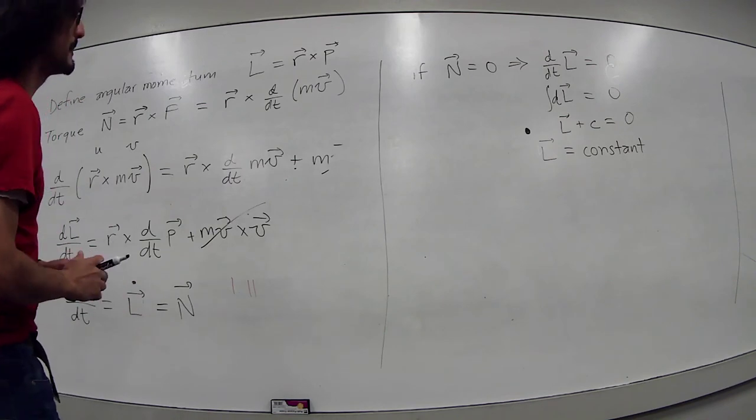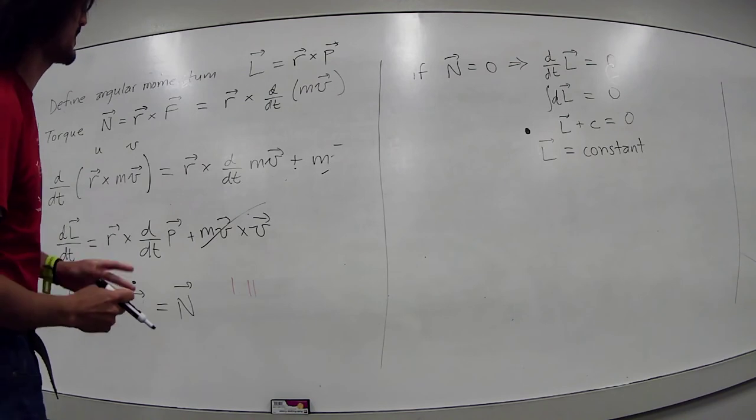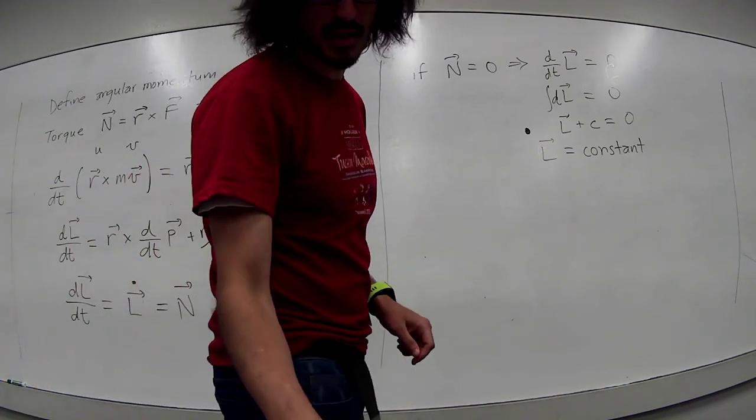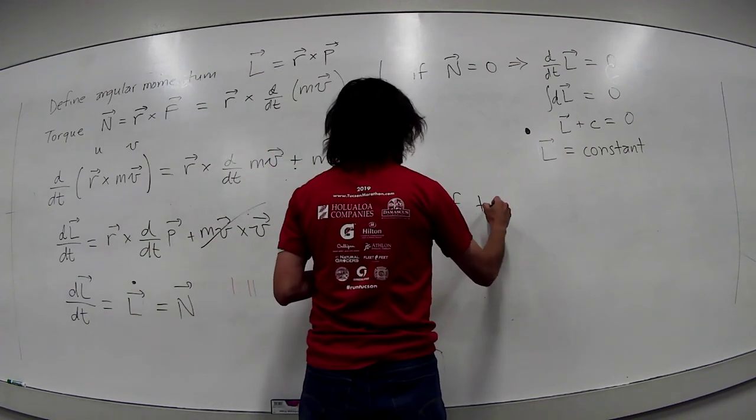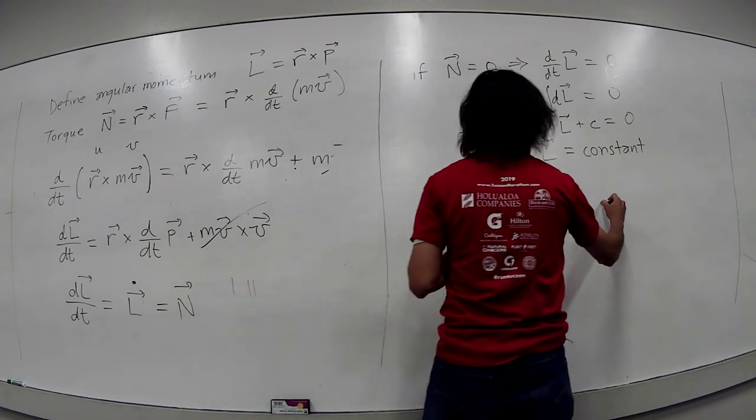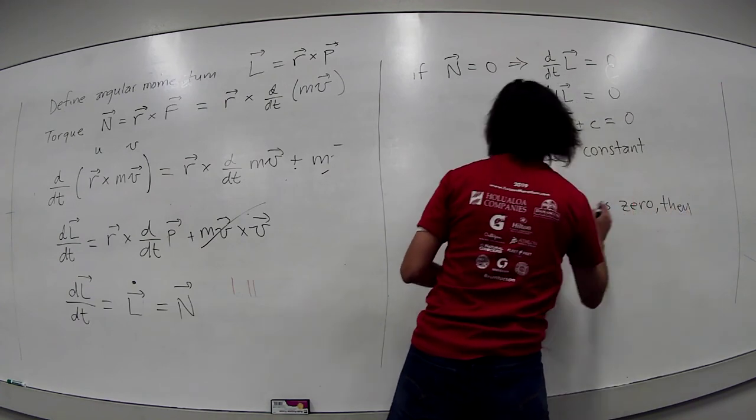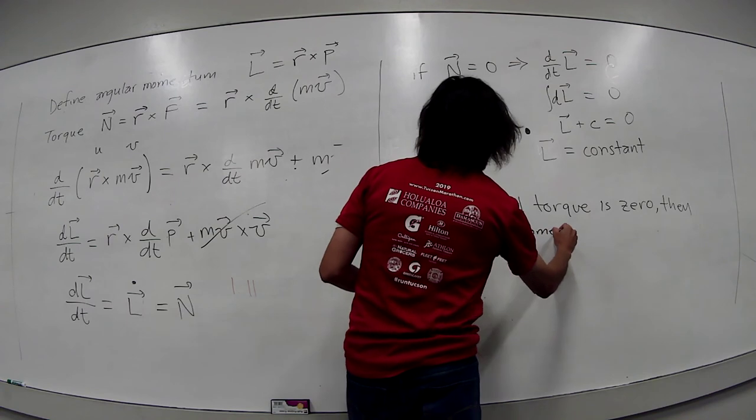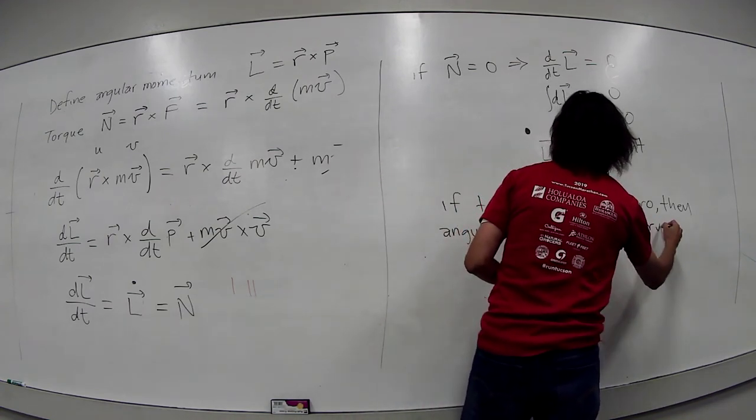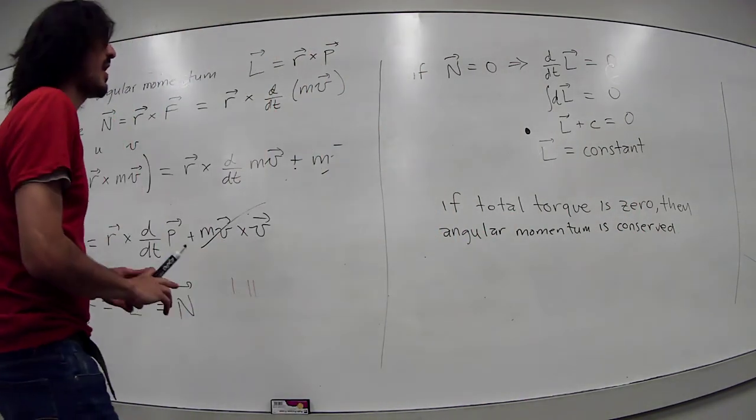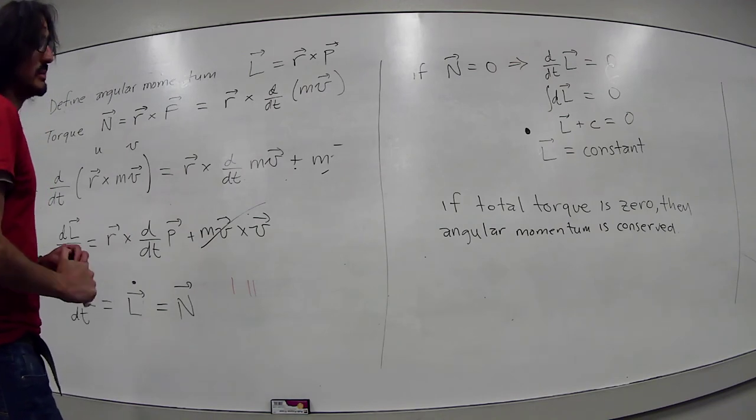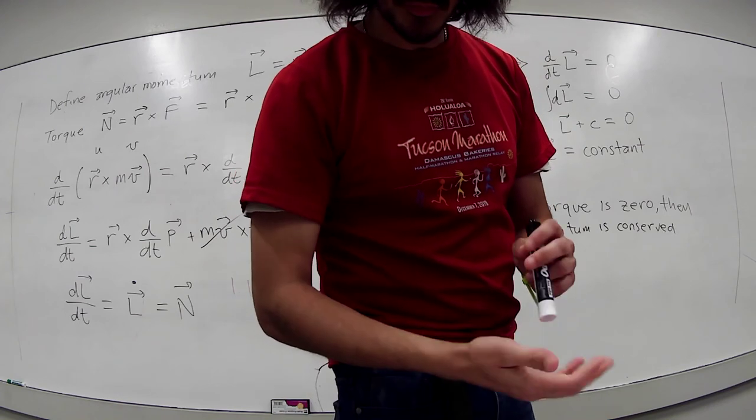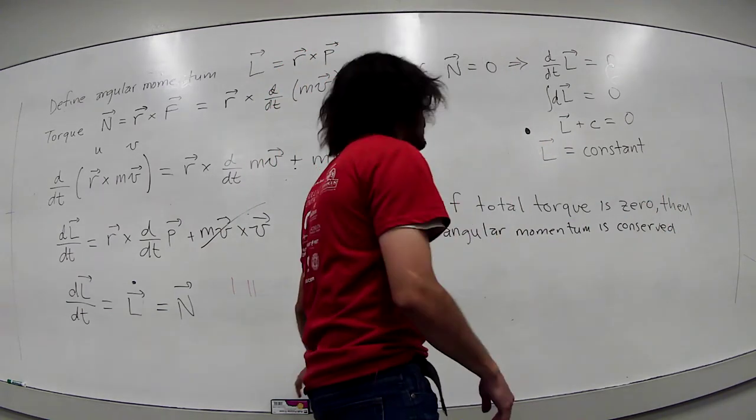These things might be pretty obvious, but we're deriving them a little bit more formally. So if the total torque is zero, then the angular momentum is conserved. This has some interesting consequences. It means that if you apply the torque, you are breaking some symmetry of nature. Okay, so let's look at the next one. It's a little bit more complicated.